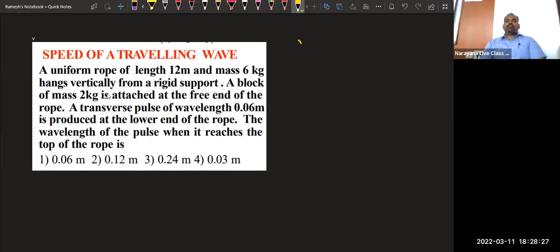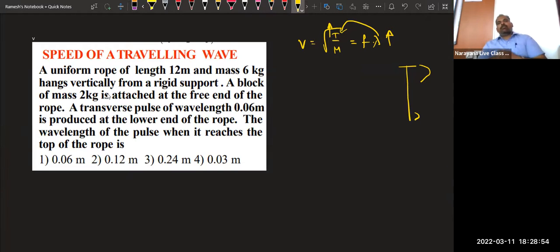You know the velocity formula: under root of tension by mu. Velocity of the wave equals frequency into lambda. Means lambda is directly proportional to tension. At the topmost point, tension is more, so wavelength is also more. Means the wave pulse going from the lower end to the upper end, its wavelength increases. It is getting bigger. You try for 2 minutes, struggle for 2 minutes. Definitely you can do it.